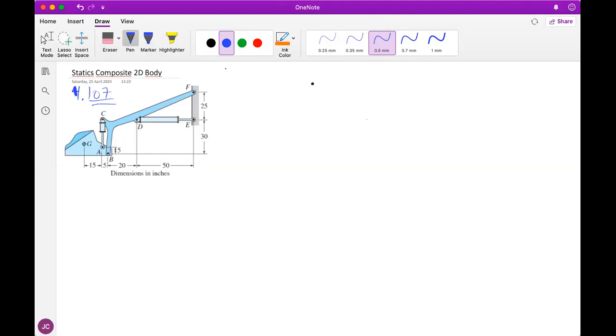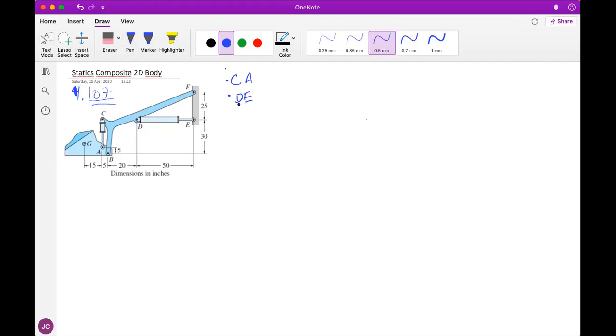4.107. Okay, so this is the one that we're gonna do. And they're asking us to get the forces acting at the elements or links CA and DE.